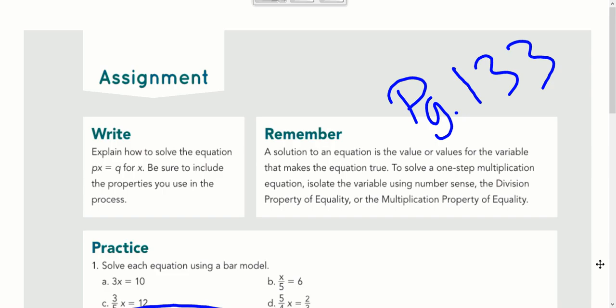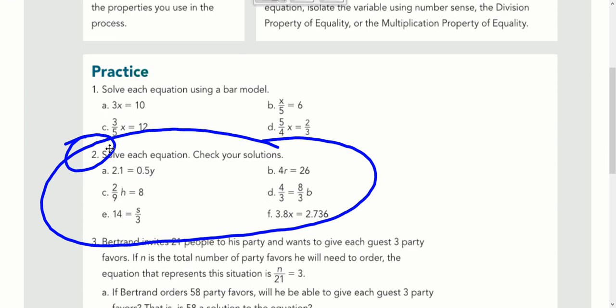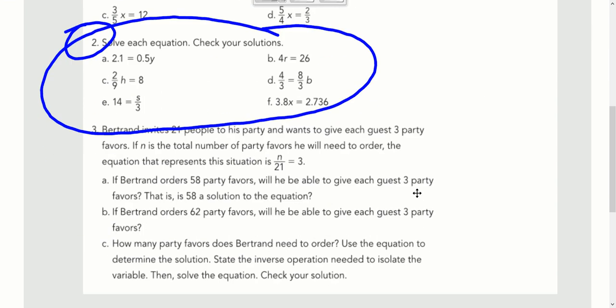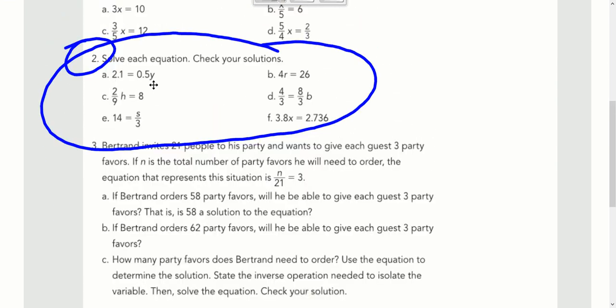All right? So your assignment today is page 133, A through F. And again, I would encourage you to work on this to the side, all right, or down below, because there's really not enough room in here to squeeze everything in. And again, remember, ask what's happening to the variable. So y is being multiplied by 0.5. We need to do the inverse of that, which is division. So we would divide by 0.5 on this side and divide this side by 0.5.